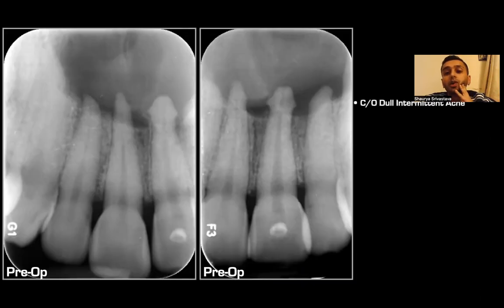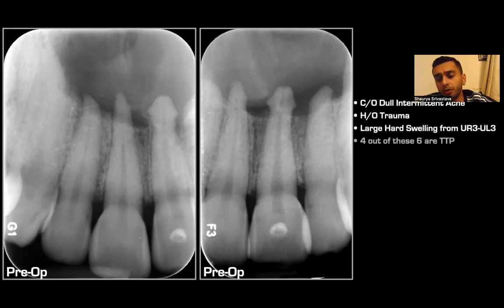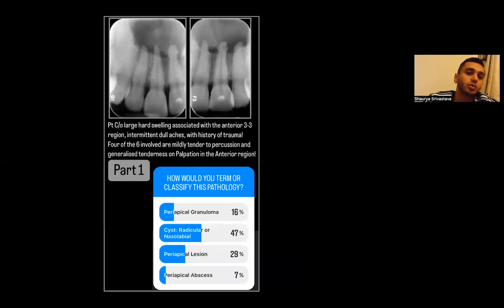Okay. So I did a poll on this on Instagram actually, and I asked a couple of questions: what would be your treatment plan, how would you treat this, and how would you diagnose this as well? This is the poll that I had. So this was the question I put up: the patient complains of a large hard swelling associated with the anterior 3 to 3 region, intermittent dull aches with a history of trauma. 4 of the 6 are mildly tender to percussion, with generalized tenderness on palpation in the anterior region. And the question was, how would you classify or name this pathology?